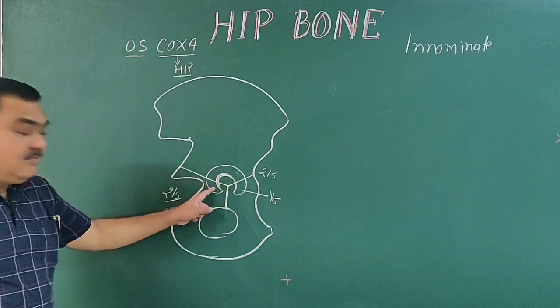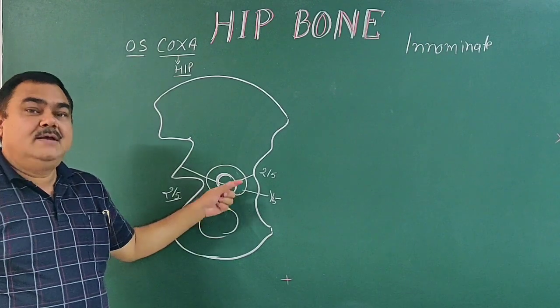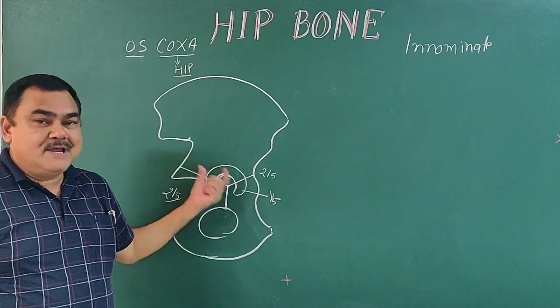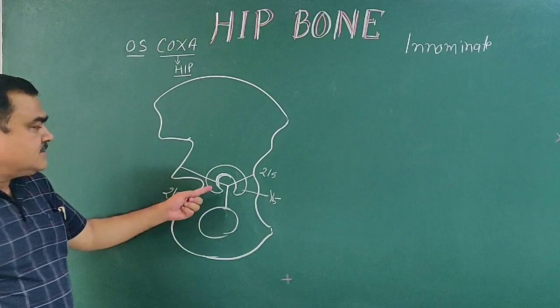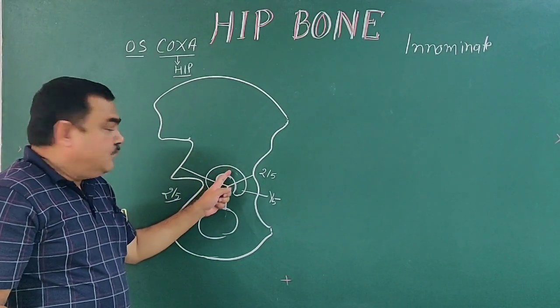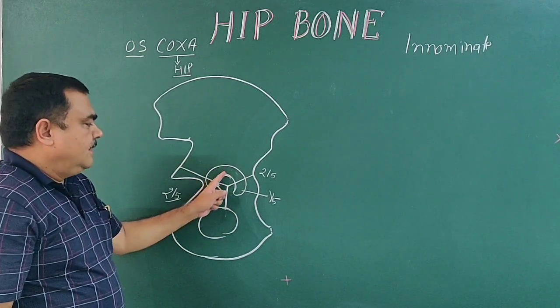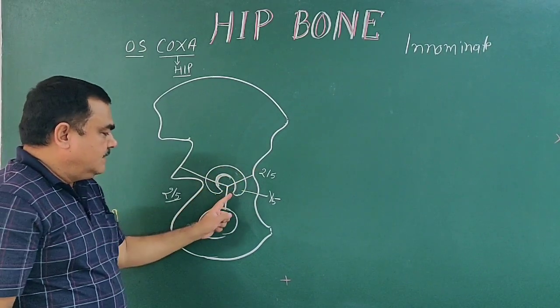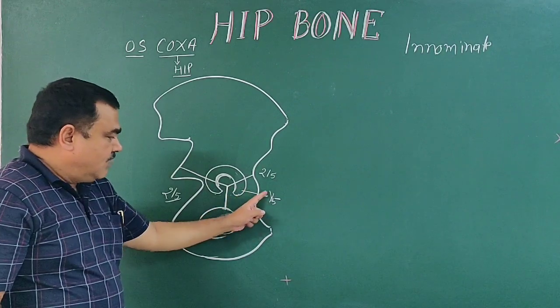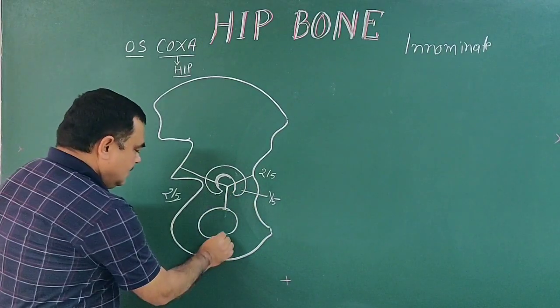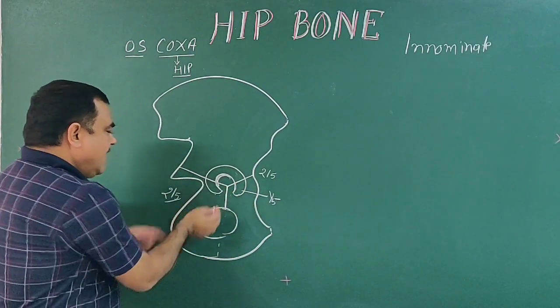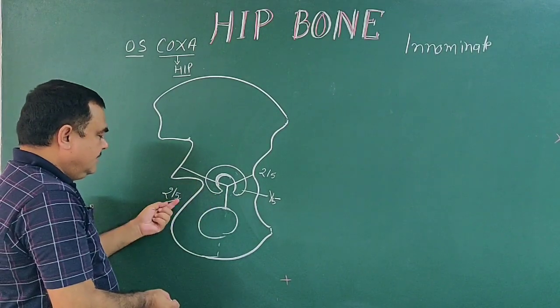So this acetabulum, which is the articular surface and a depression on the outer surface of the hip bone, is made up of three bones. Ilium, 2/5 part; pubis, 1/5 part, this part is the pubis; and here ischium, 2/5 part.